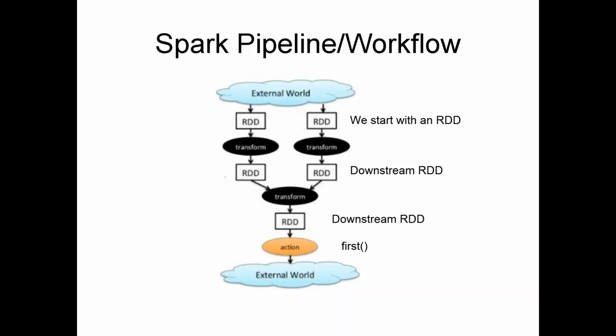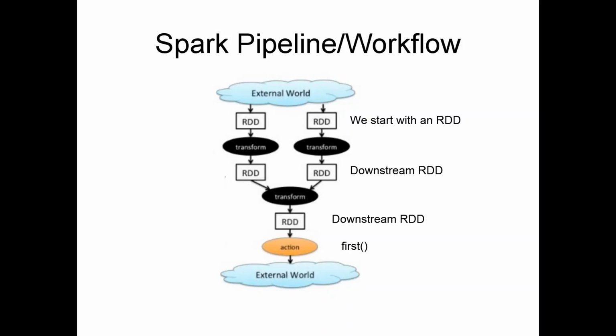So if you look at the Spark pipeline or workflow, we start with the initial RDD. If you remember the previous example, we are applying the text file function on your Spark context, which creates the initial RDD. And then we perform some sort of transformation on the initial RDD, such as a filter or adding a new column. Then we have a bunch of downstream RDDs. So if you look from the top to bottom, it's a pipeline of your transformations.